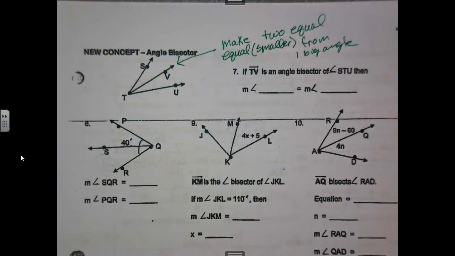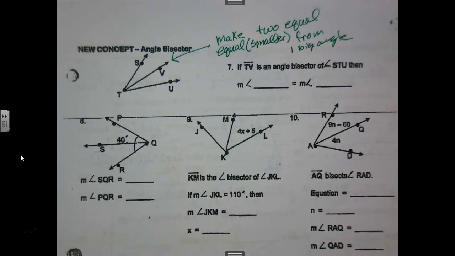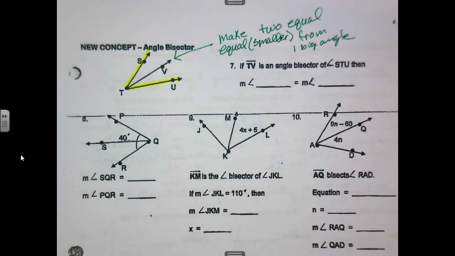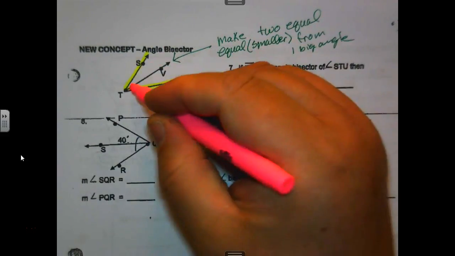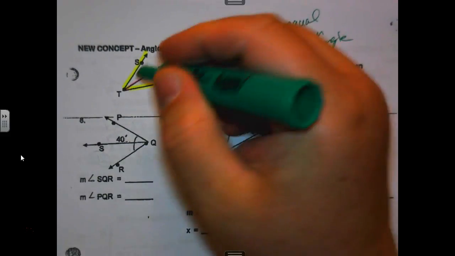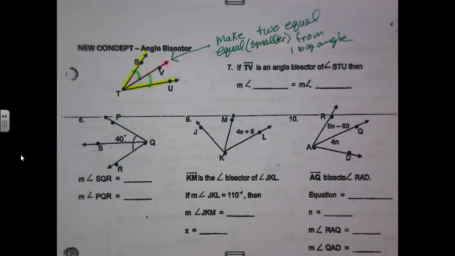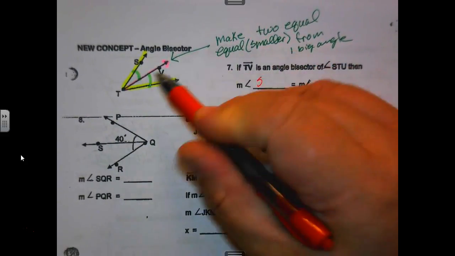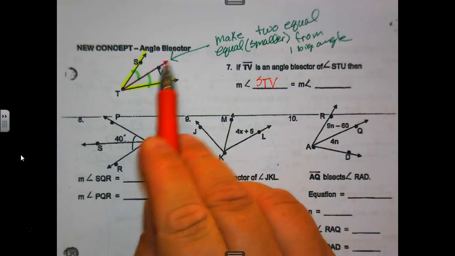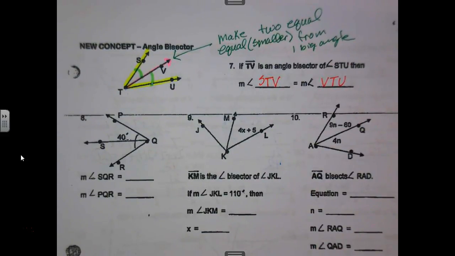If ray TV is an angle bisector of angle STU, I showed you guys how to name angles before, right? Here's angle STU. And if ray TV is an angle bisector, what do I know about angles STV and VTU? They're going to be equal. T does have to be in the middle because it's the vertex. So when we have an angle bisector, we're going to set those measurements equal to each other.